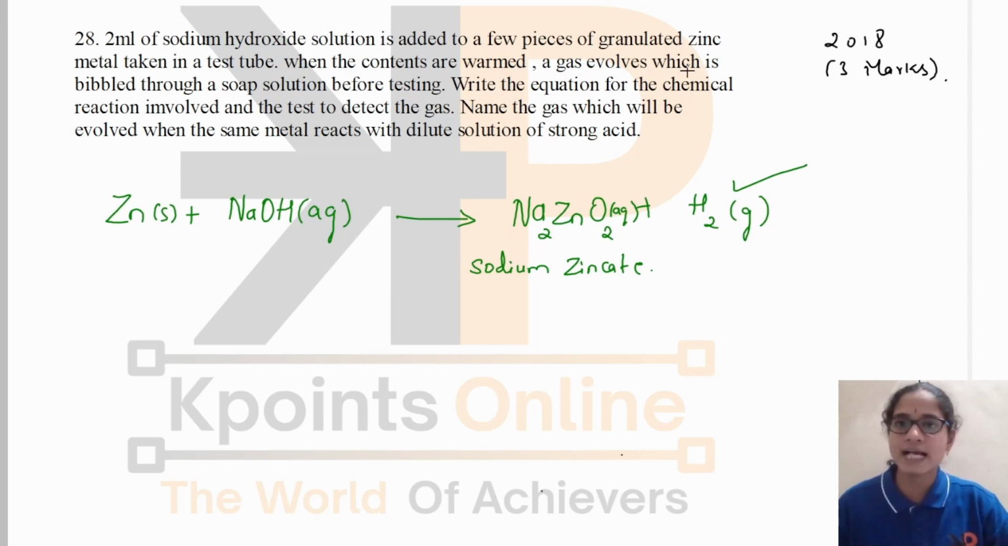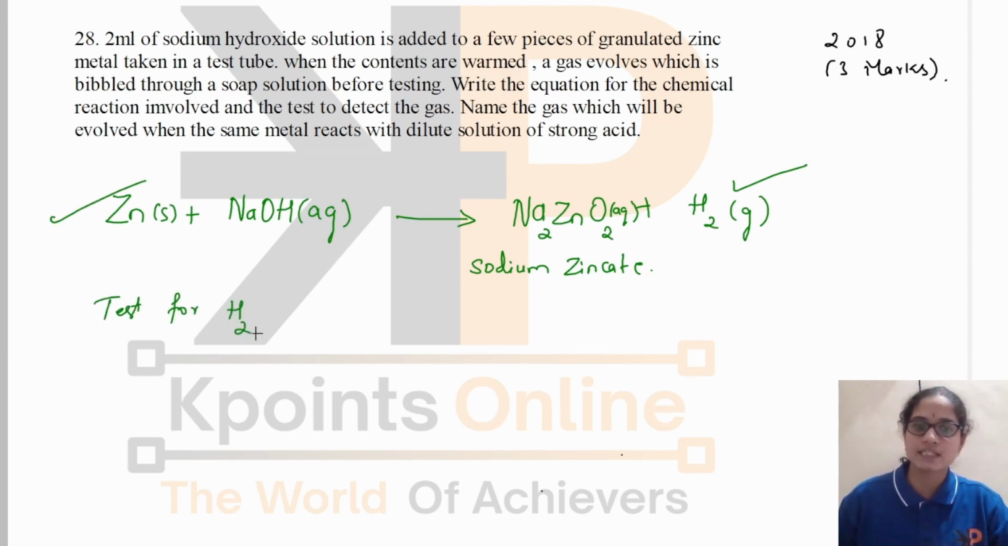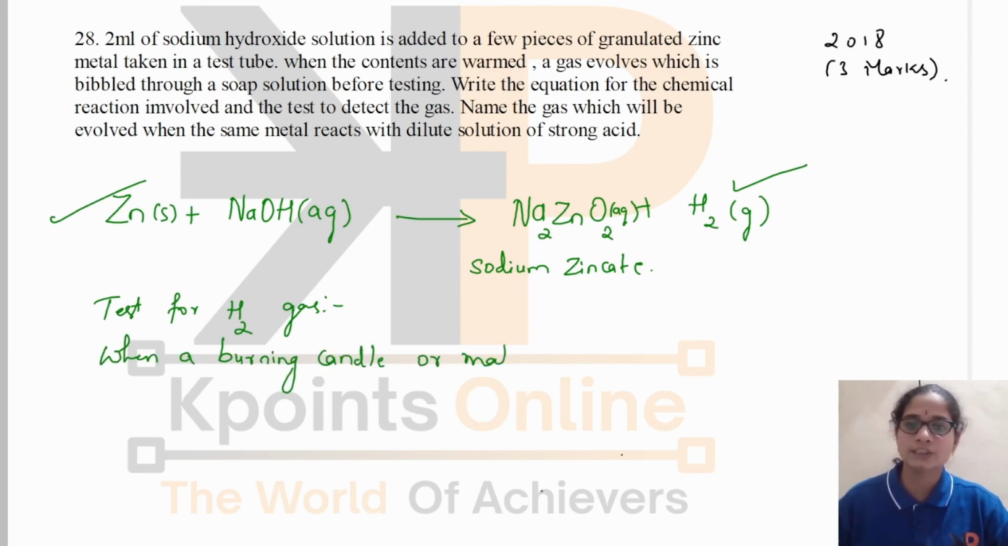They have given that a gas evolves which is bubbled through a soap solution before testing. Write the equation for the chemical reaction involved and the test to detect the gas. We have written the chemical reaction here. We have to test the hydrogen gas. Okay, we know that when hydrogen gas is evolved and a burning candle or a matchstick is brought near the gas, it will burn with a pop sound.